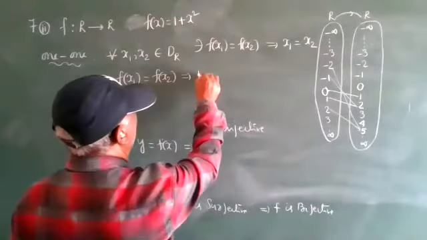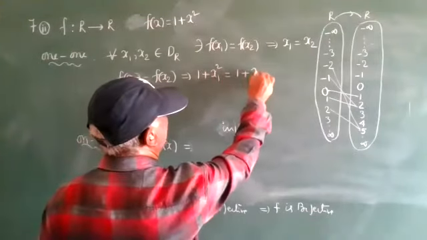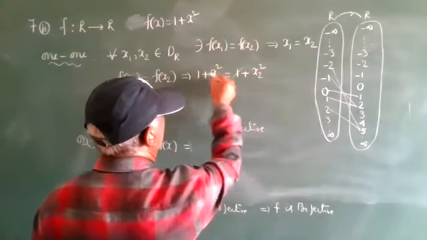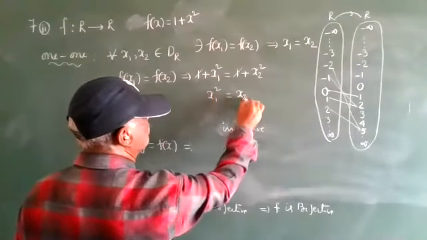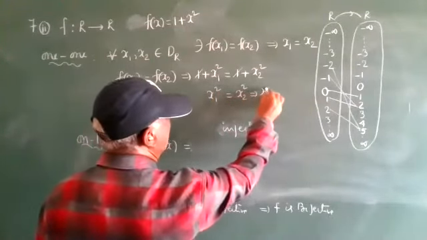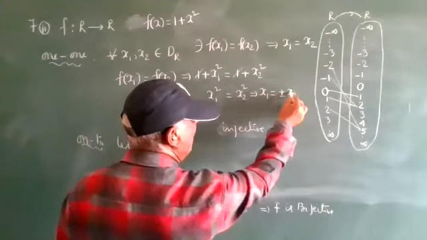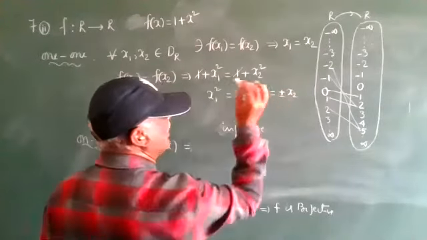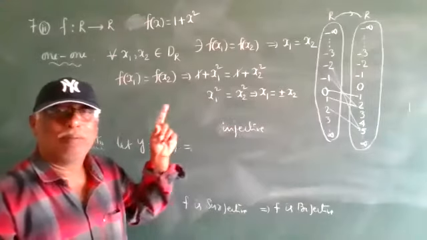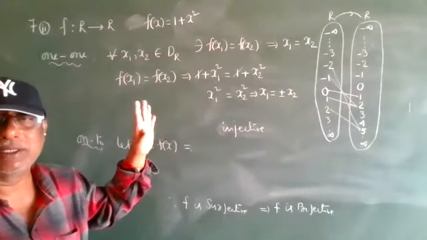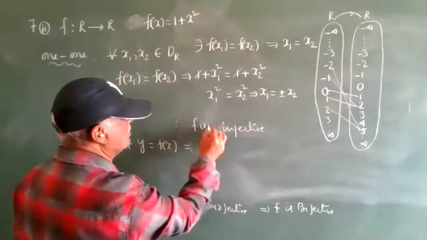Now here, 1 plus x1 square is equal to 1 plus x2 square. 1 and 1 cancel, x1 square is equal to x2 square. x1 is equal to plus or minus x2. Plus x2 and minus x2 have the same image. Therefore, f is not injective.